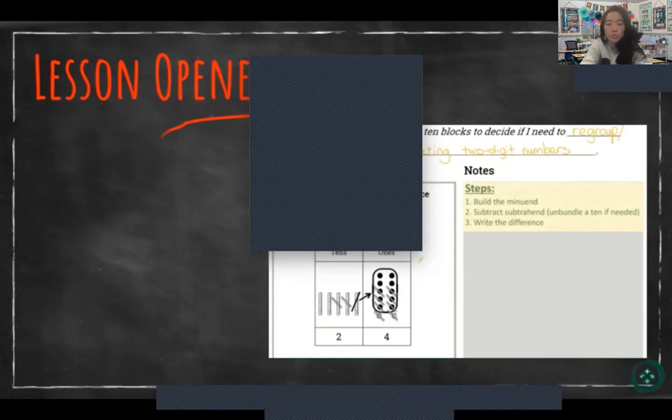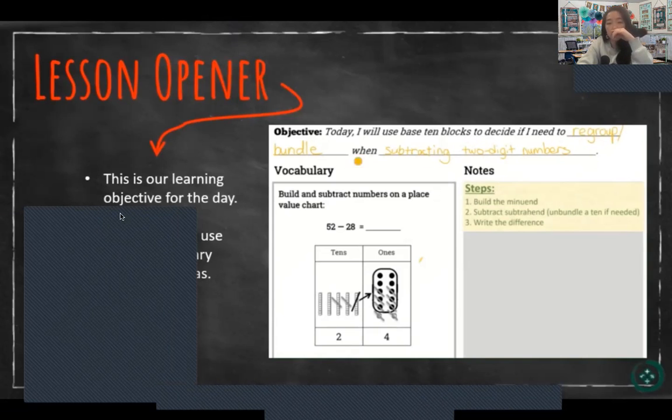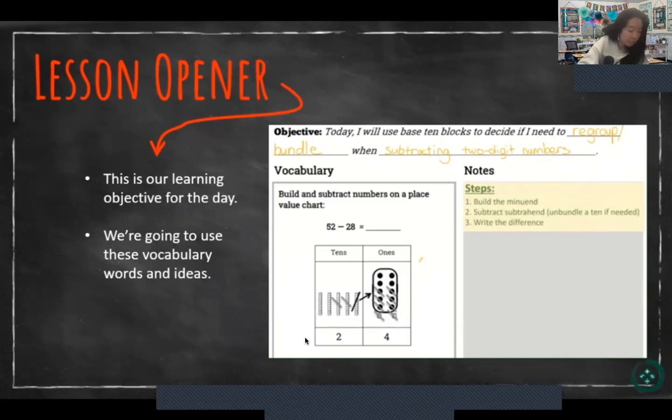Let's review today's objective. It says, today I will use base 10 blocks to decide if I need to regroup or bundle when subtracting two-digit numbers. Our first vocabulary term is build and subtract numbers on a place value chart. Here we have the equation 52 minus 28 is equal to a number. They found the difference by using a place value chart.